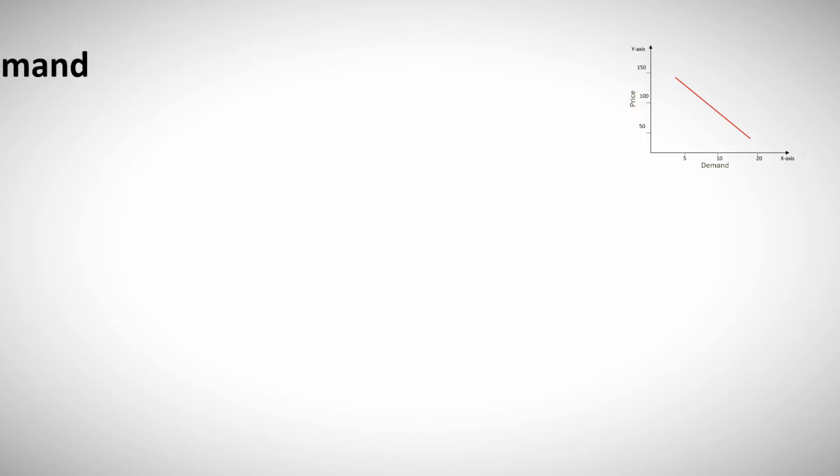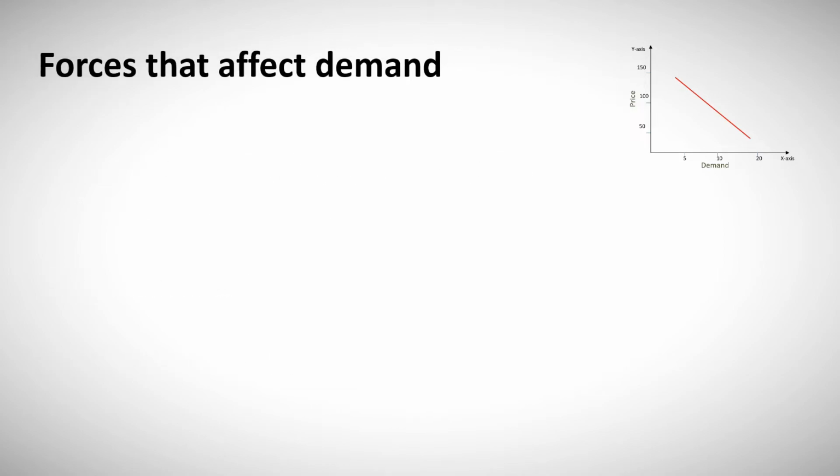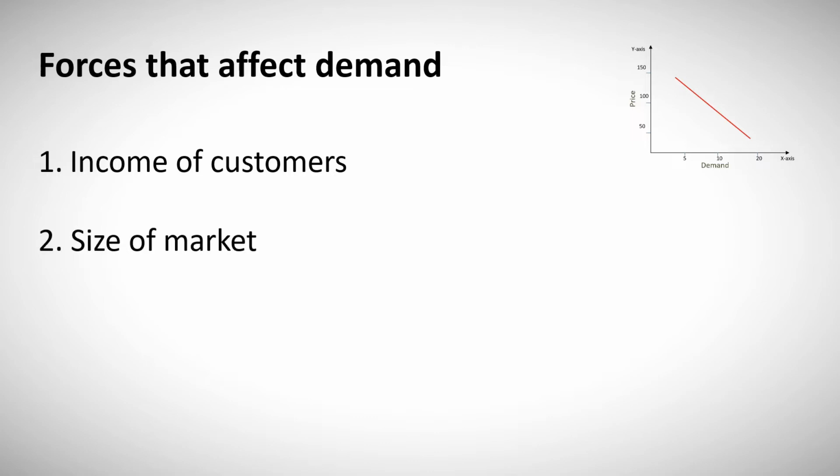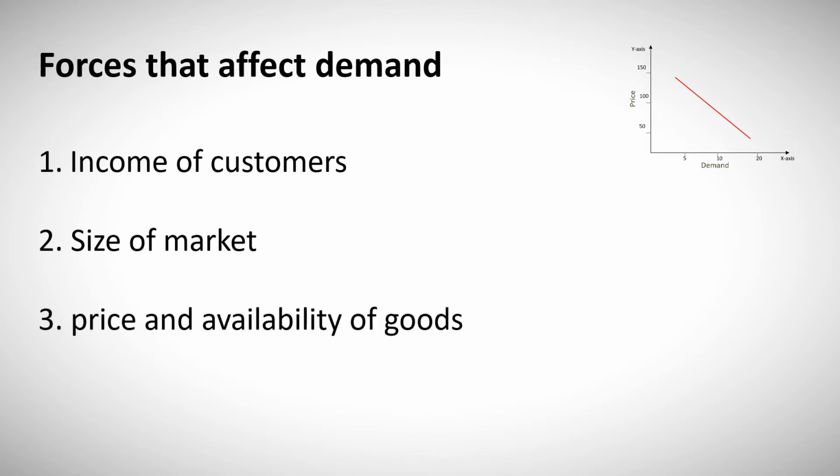Now let's talk about what factors affect the demand curve. First is income of customers. With more income comes more demand. Second is size of market. Big cities have more demand for almost all goods than rural areas, so it's a bigger market. Third is the price and availability of goods, which means what kind of alternatives are available.